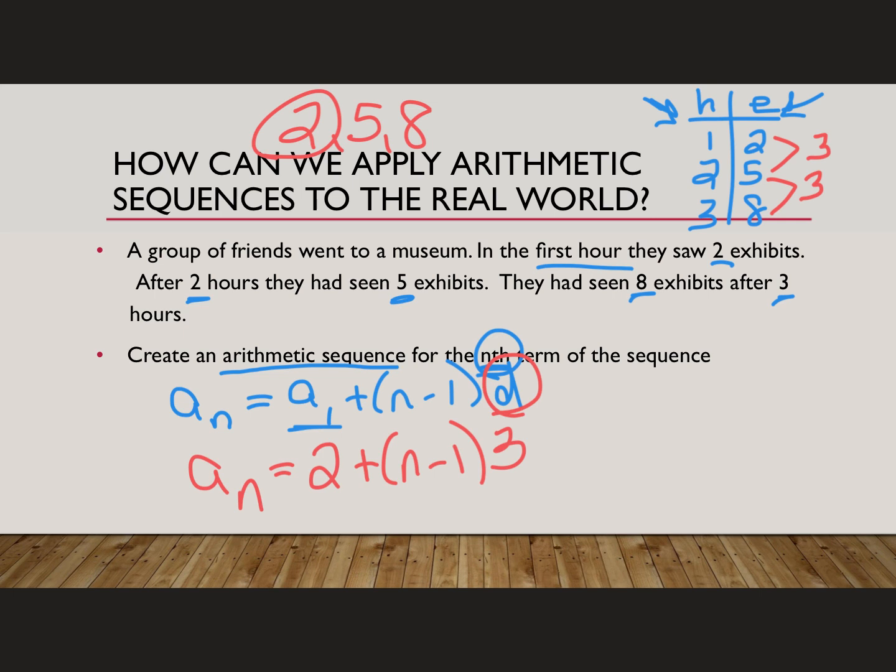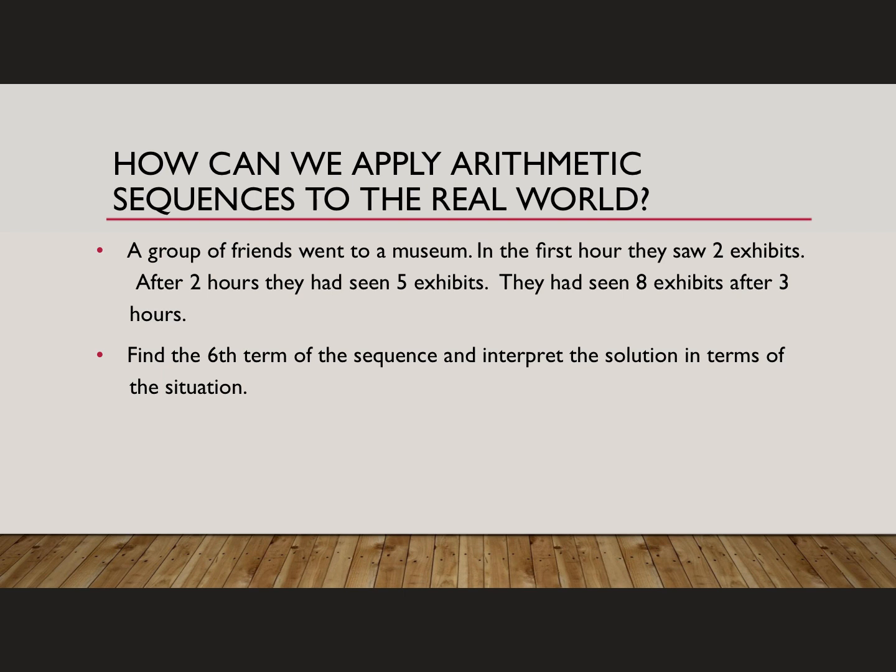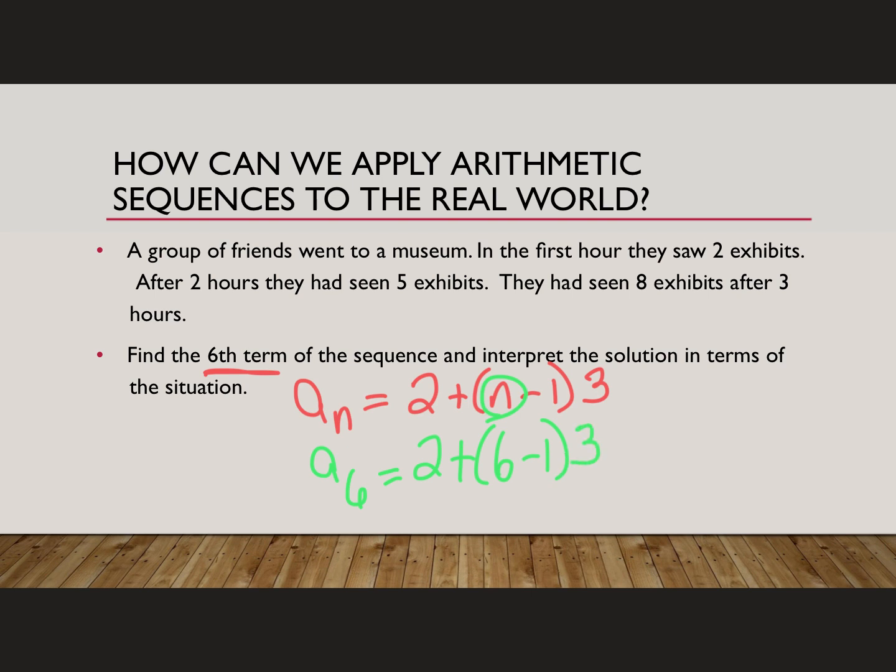So let's look at another thing with this. What if now they're asking us, in the same situation, to find the 6th term? Well, we know we wrote our sequence already. It's a sub n equals 2 plus n minus 1 times 3. So now we're being asked to find the 6th term. So we're just going to replace our n with 6. So a sub 6 equals 2 plus 6 minus 1 times 3.